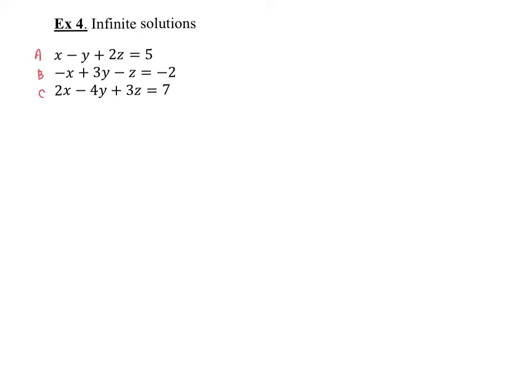Okay, I want to cancel one of the variables. What do I see? I see the x's in A and B are going to cancel easily, so I'm going to go ahead and do those first. A, B.